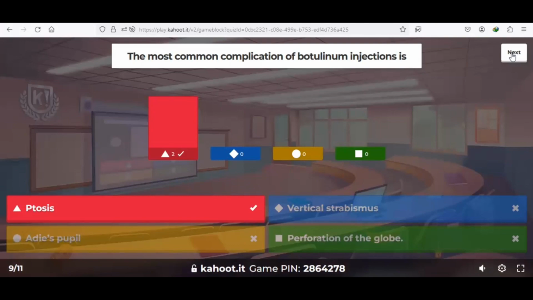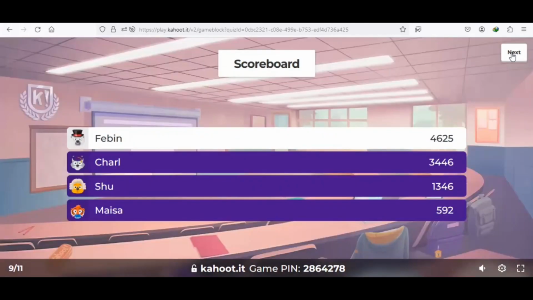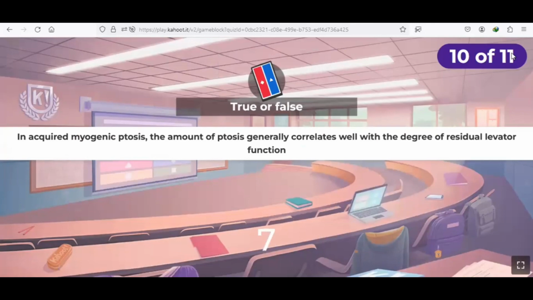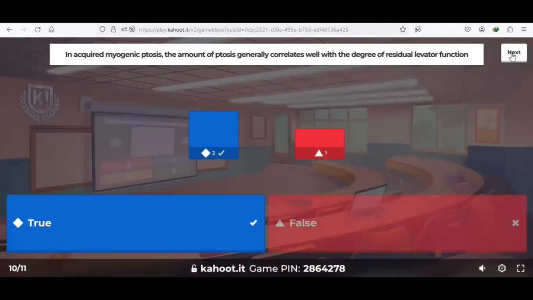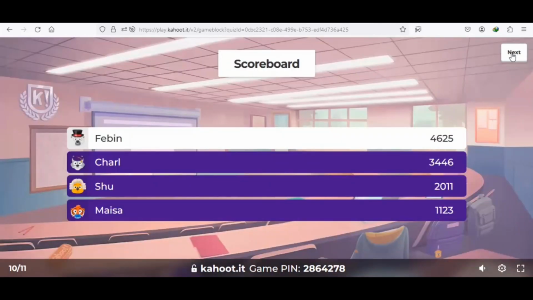Only 2 answered. It's ptosis, the most common complication. By the way, if you want to play smartly, you have to expect the answer before the appearance of choices, okay? It's true. In acquired myogenic ptosis, usually the ptosis correlates well with the degree of levator function. The next question is the last question.